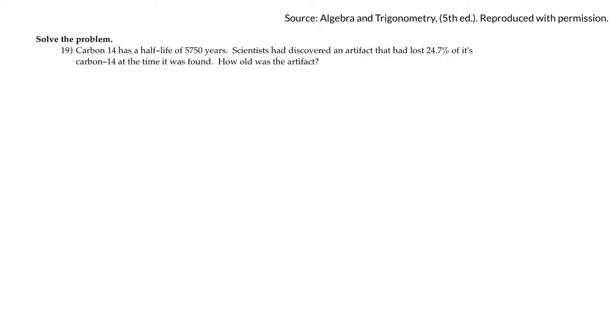Okay, next question. This is a two-part question. It says carbon-14 has a half-life of 5750 years. Then it says they discovered an artifact that had lost 24.7% of its carbon-14, and they want to know how old the artifact is. This is a two-step question. I first need to find the growth constant, or in this case, the decay constant, and then I'll use that constant to find how old things are.